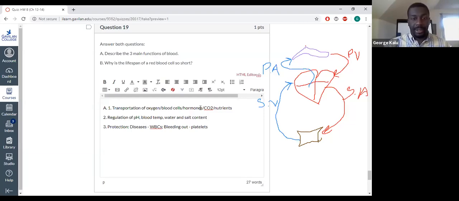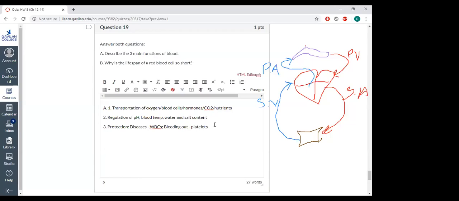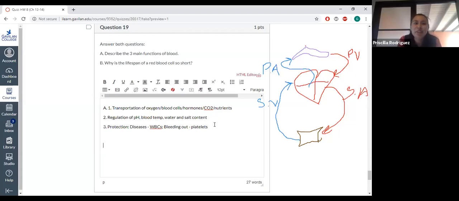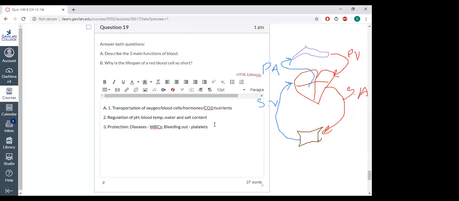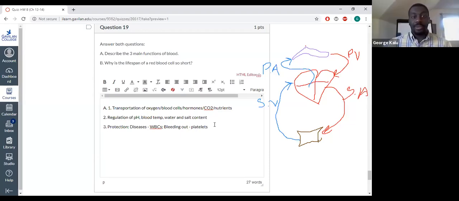Cool. All right, good. And then B, so why is the lifespan of a red blood cell so short? Anyone have an idea for this one? Go ahead, Priscilla. Because they take a beating when they try to fit through the capillaries. Yeah, they have to squeeze through the capillaries, and after a while, they're really beat up from doing that over time. So they eventually will burst. Exactly. So they're going to incur a lot of damage as they scrape against the insides of the capillaries. Problem is, they can't repair themselves.